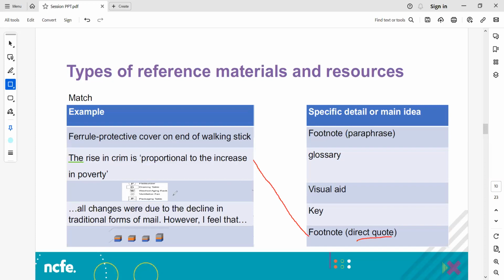So the next one, it is very tiny, I appreciate that, it's quite hard to see, but we have got some symbols and definitions beside them. So where might you find that? That will help you to know, is it glossary, visual aid, or a key? I will say key. Yeah, you're right. So that most commonly is seen on a map, for example.